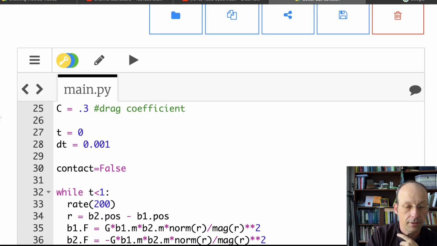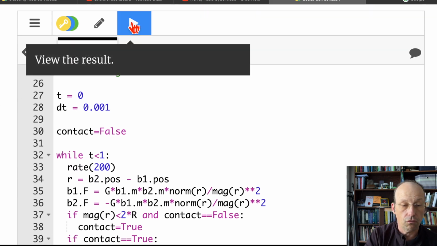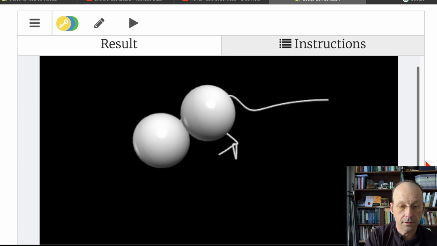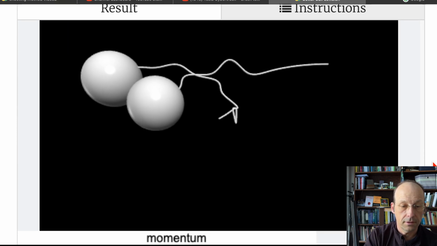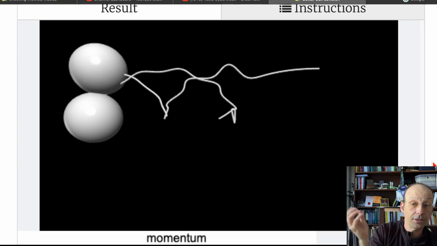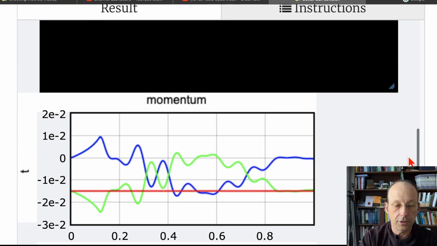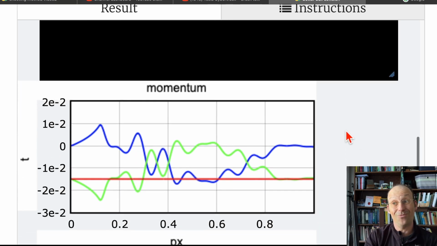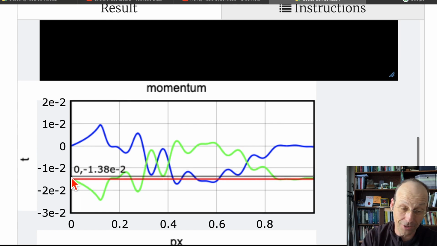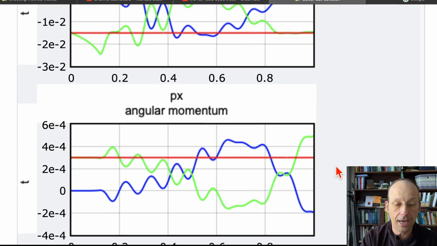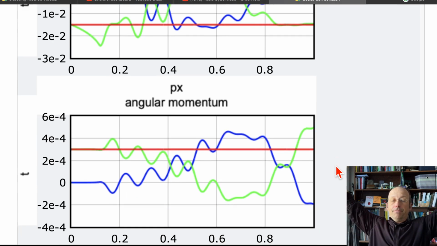I didn't save it in a long time, did I? Save. And run. I'm going to look at it first. So it's still rotating and it's still moving, right? So that's good. But the only way we're going to really know is if we check the angular momentum and the linear momentum. So here's my linear momentum. What do you think about that? That looks pretty good. Solid, straight, red line. And then the angular momentum, boom.